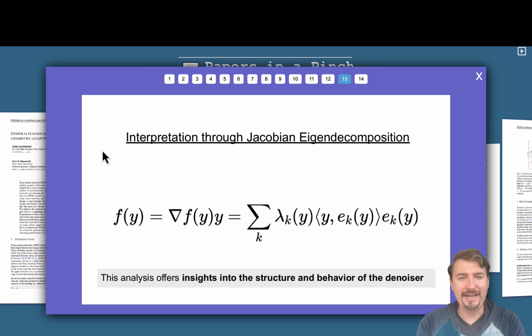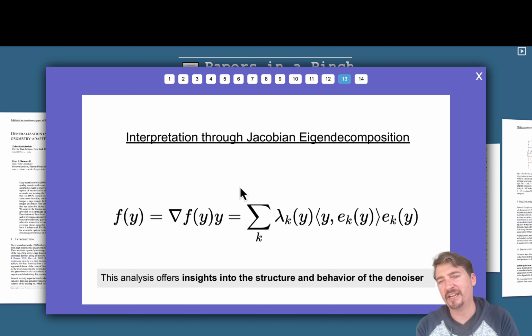Okay. Finally, they have this interpretation through Jacobian eigen decomposition. So what is this? A Jacobian is a thing that you can do. You can take a Jacobian matrix on a function. You can decompose it, and it's going to give you the eigenvectors and the eigenvalues. And this is going to give you insights into the structure and behavior of the denoiser itself. And this is where everything we said prior was kind of just diffusion models. Like, that's how they work. Understand how the density relationships work together. You're going after that conditional mean. You can see how the reverse comes in.